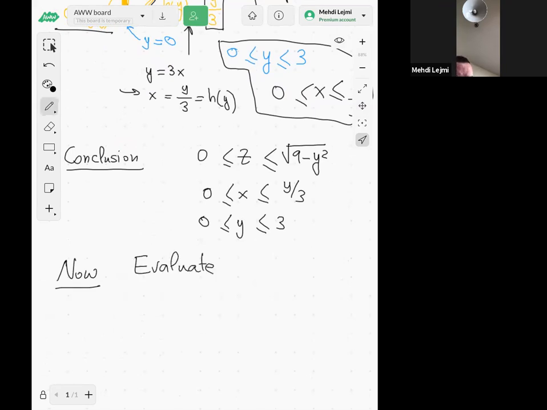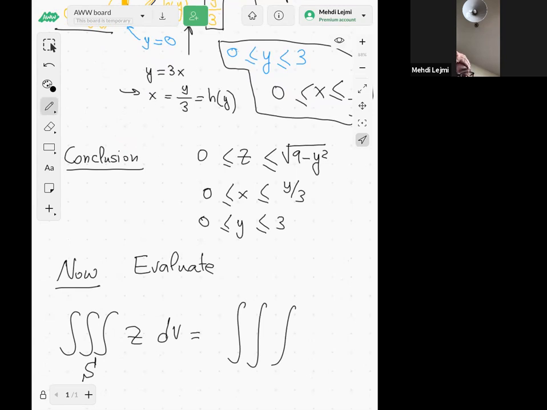Our triple integral of the function z, the volume element over this solid S. Well, my y is between two constants, so the last integral would be with respect to y. Let's say my z, I started with the bounds for z.